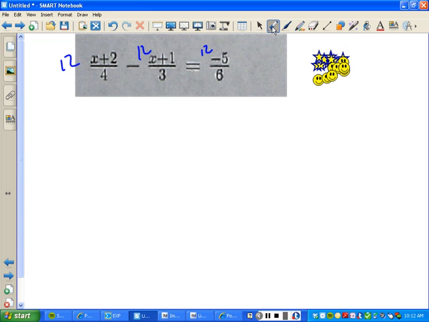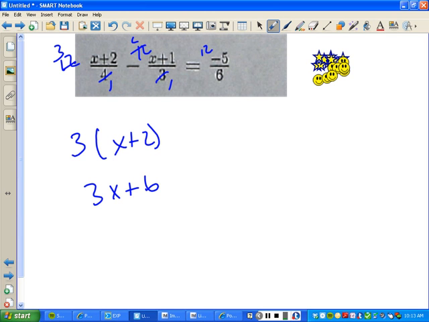4 goes into 12 3 times. And I would write it out. 3 times x plus 2. Now, some of y'all did not write that out. You just went ahead and wrote down 3x plus 6 like you're hot stuff. I stayed at Holiday Inn Express last night. Don't mess with me. All right? We'll see how you did. 3 goes into 12 how many times? Write it out. Minus 4 times x plus 1. 6 goes into 12 2 times. 2 times negative 5 is negative 10.